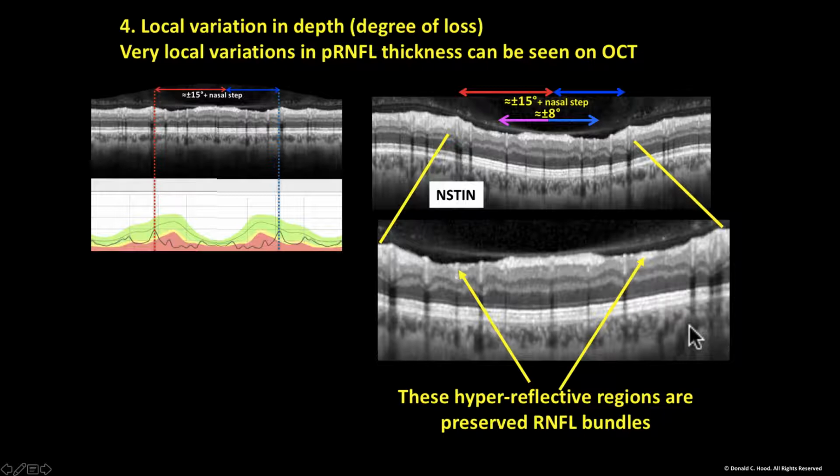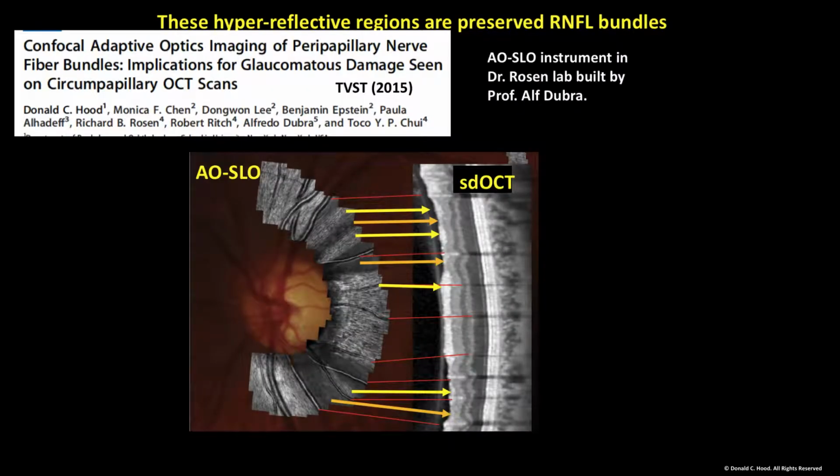Now, if you don't believe me, I don't blame you. I didn't believe this at first either. But it's based upon the following study we published in 2015. In this study, we used a state-of-the-art adaptive optics SLO instrument built by Alf Dubra, which is in Dr. Rosen's laboratory at New York Eye and Ear, and we collaborated with them on the following study.